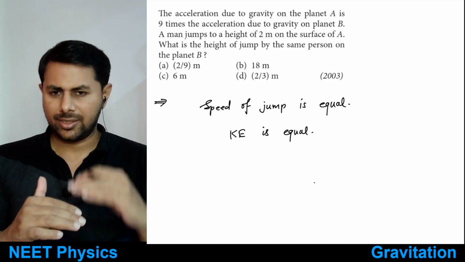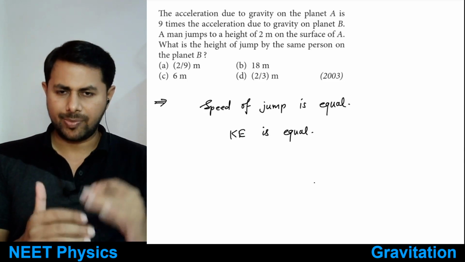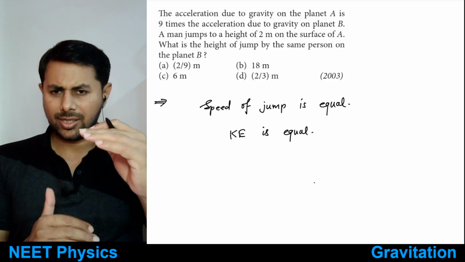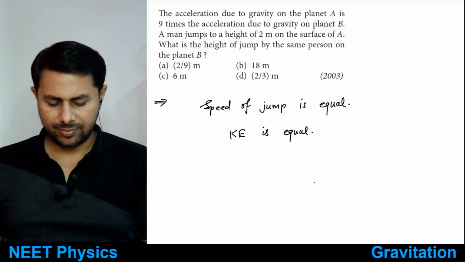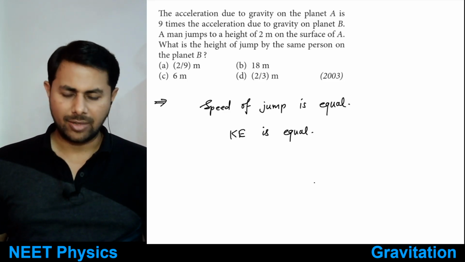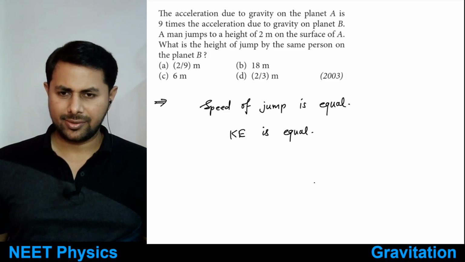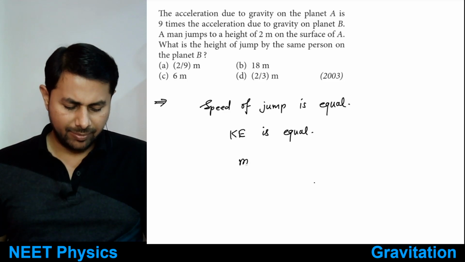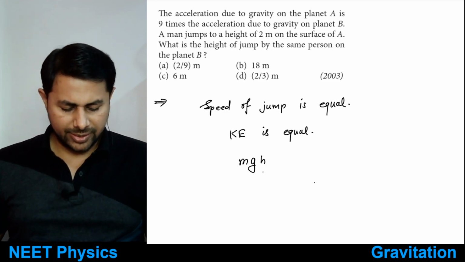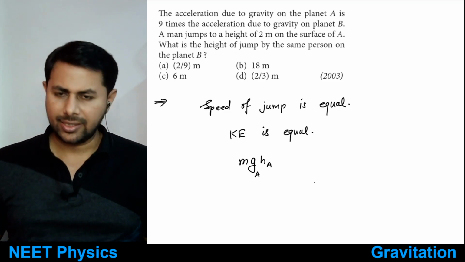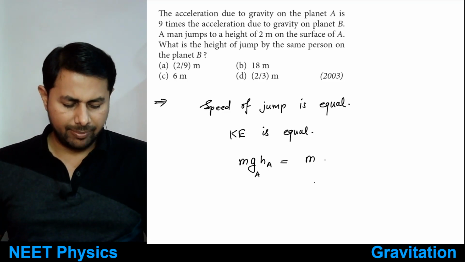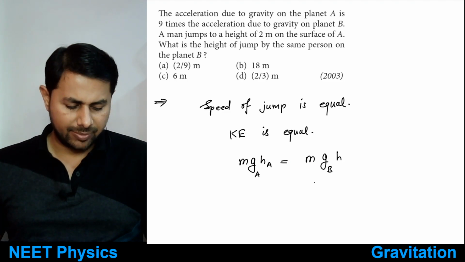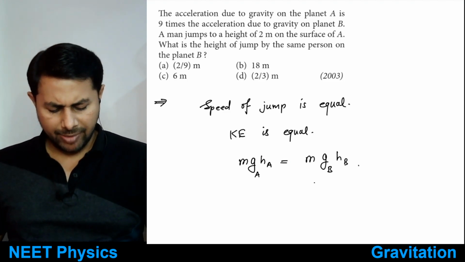and the kinetic energy on the surface of the planet is equal to the potential energy at height h, you can say. Right? Potential energy at height h. Okay, therefore mgh would be equal. So let's say m g_a h_a is equal to m g_b h_b. So m gets cancelled.